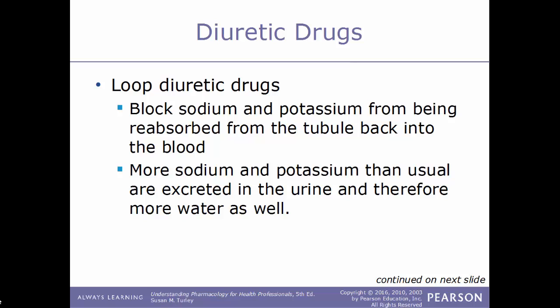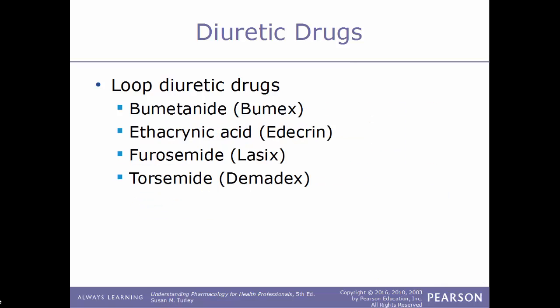The actions of this category of diuretics are similar to the thiazides. They block sodium and potassium from being reabsorbed from the renal tubule back into the blood, but even more sodium and even more potassium than usual is excreted into the urine. And also, a lot more excess water is excreted into the urine. So these are another type of potassium wasting drugs, and these are a lot stronger and waste more potassium than the thiazides do. Some common examples of this category of diuretics: bumetanide, sold under the trade name Bumex; ethacrynic acid, sold under the name Edecrin; furosemide, a very common, very popular loop diuretic, sold under the name Lasix; and last one here, torsemide, sold under the name Demadex.